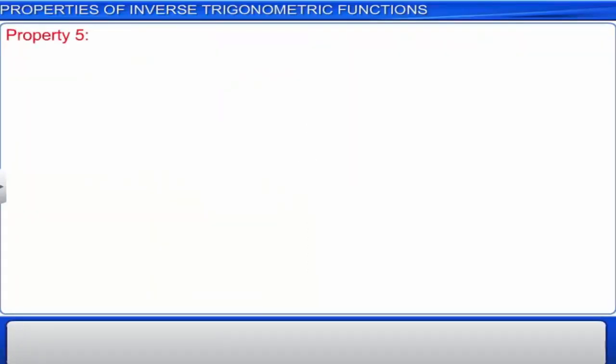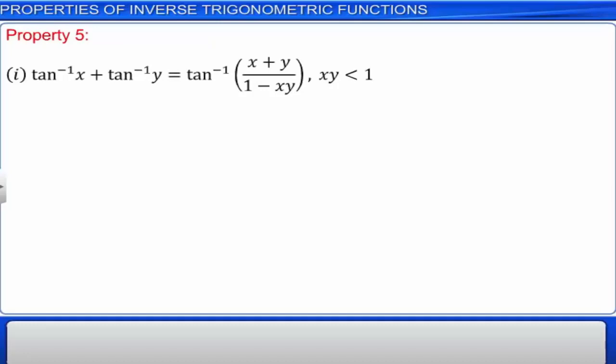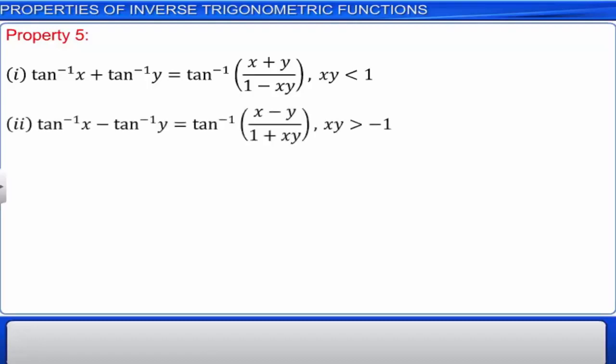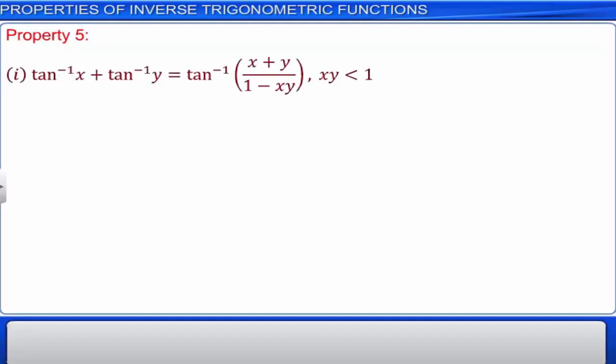The fifth property states that tan inverse x plus tan inverse y is equal to tan inverse of x plus y upon 1 minus xy, and tan inverse x minus tan inverse y is equal to tan inverse of x minus y upon 1 plus xy. Let's prove the first property.